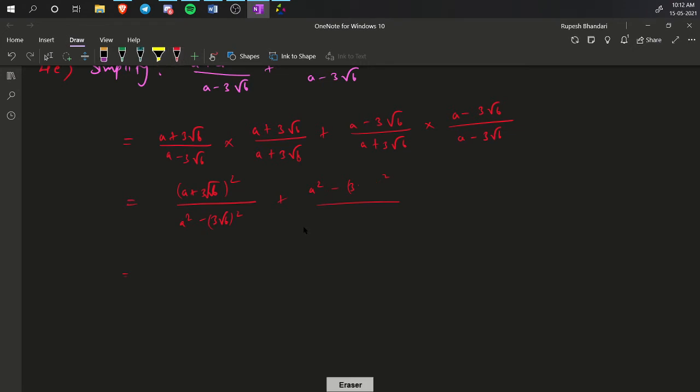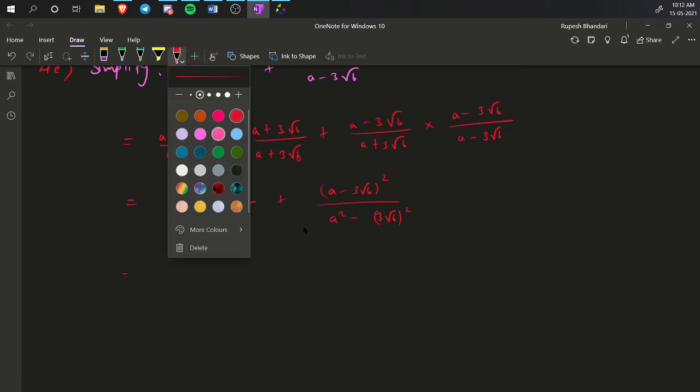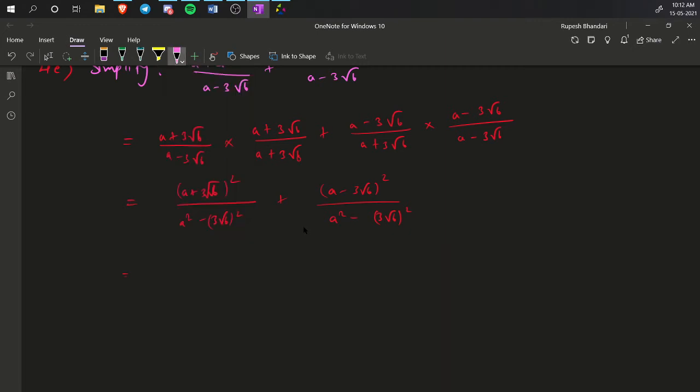What did I do, man? I should have basically made this a square. A minus 3 under root b square, a square minus 3 under root b whole square, okay? So let me correct this one as well. At the top, what was that? Just this one is plus, yeah.